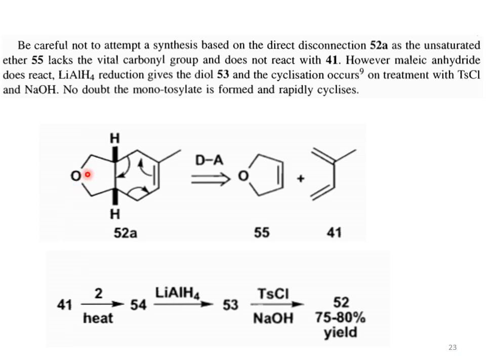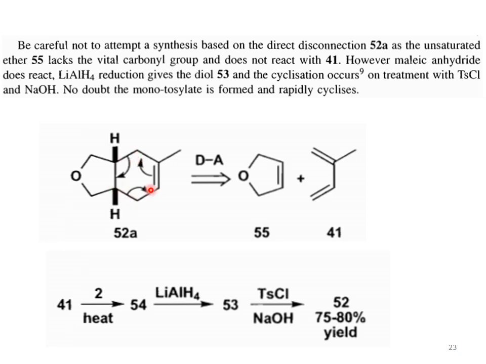What should you do? We have shown the disconnection pattern in the previous slide. Convert this ether into a diol, then the diol to the respective carbonyl compound. When this 52A is disconnected, it gives us an unsaturated ether and a diene, that is the 41 diene. This ether lacks the vital carbonyl group and does not react with 41. So this 55 does not react with 41.